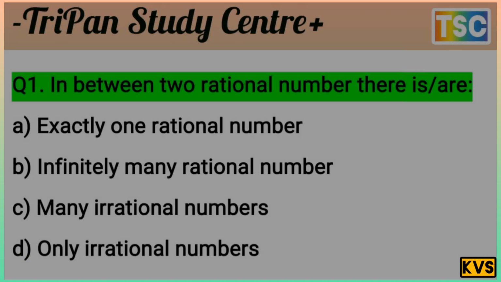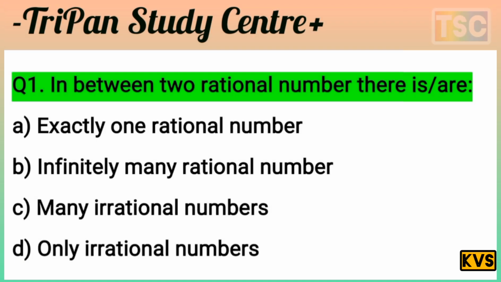The MCQ question: in between two rational numbers there is, or are, what? That's a clear question. In between two rational numbers there are: option A, only one rational number; B, infinitely many rational numbers; C, many irrational numbers; and D, only irrational numbers. That's the most important question here.